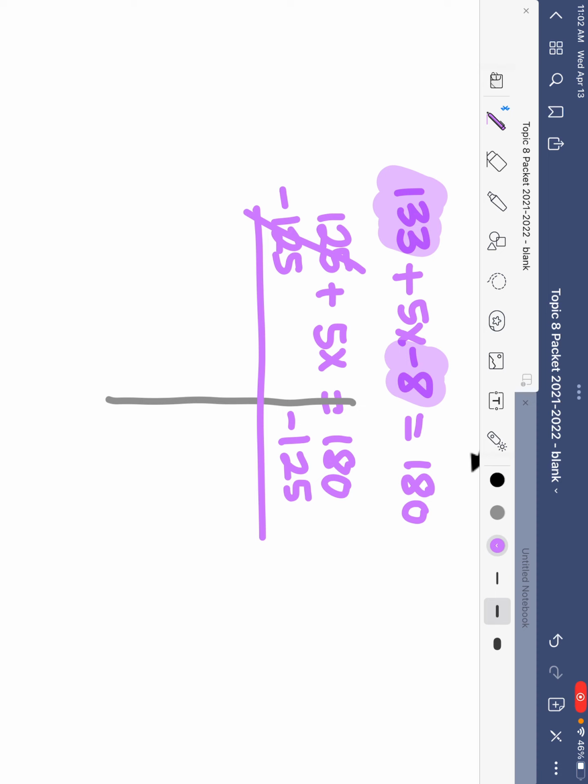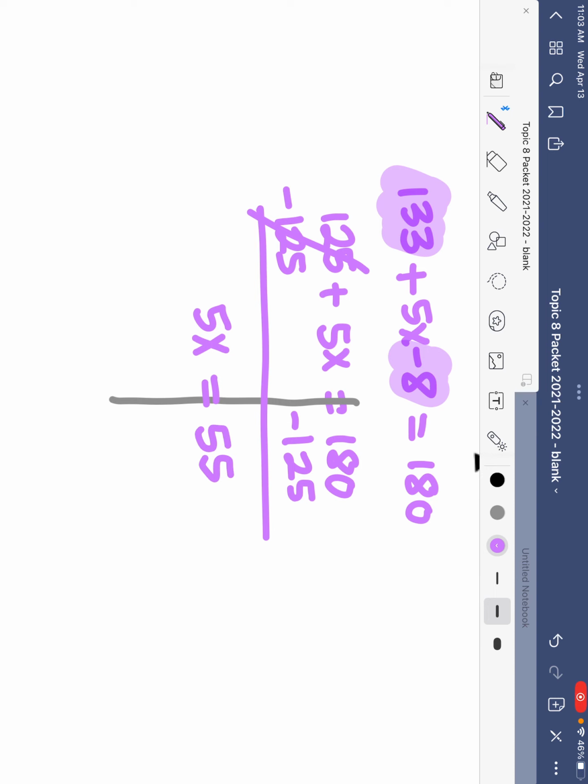125 cancels out, and I bring down my 5x, and that's equal to 180 minus 125 is 55. Now to get x by itself, I'm going to divide by 5 on both sides. My 5's cancel out. X equals 55 divided by 5 is 11.